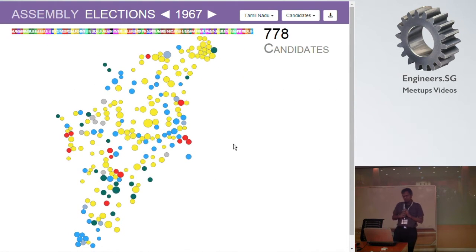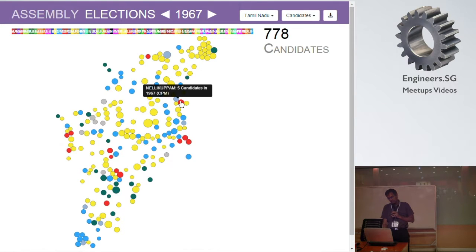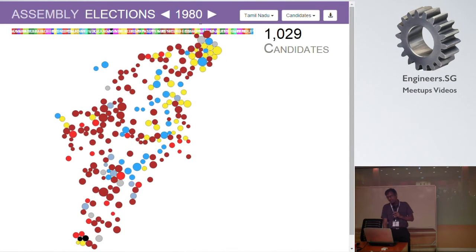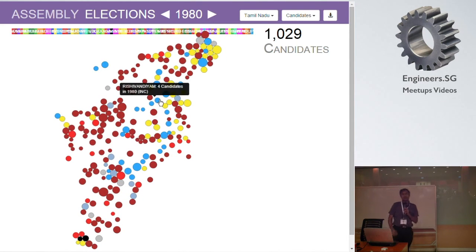This was one of the scenarios. In one of the states, how many candidates were actually standing for election at any point in time, and how did that change over time? Each of these circles is one constituency, and the size of the circle represents the number of candidates that stood for election. In this constituency, there were 7 candidates in 1967. In this one, there were 5 candidates. In this one, there were 3 candidates, and so on. You could play along across the years and see how this changed over time. The color of the circles represents the party that actually won, and there's a whole bunch of parties out there.